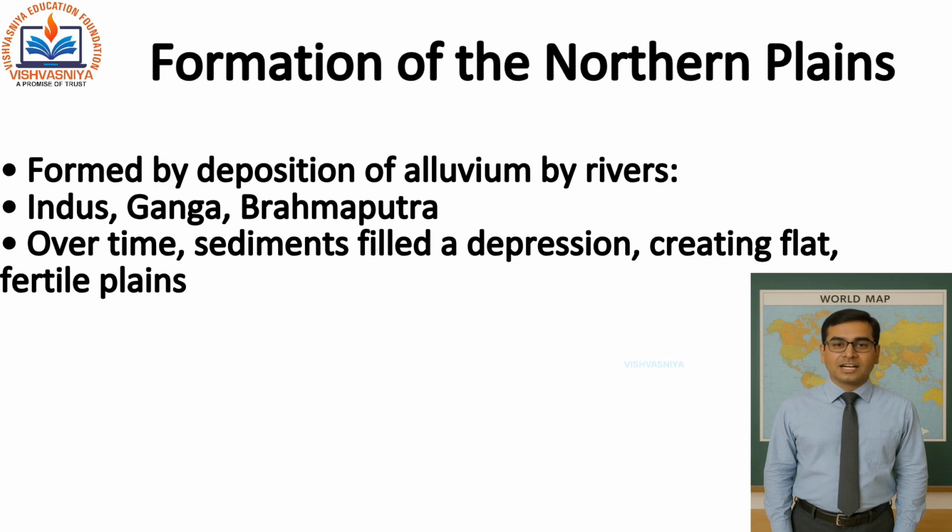Now, let's shift to the northern plains. They were formed by alluvial deposits brought by rivers like the Indus, Ganga, and Brahmaputra. Over millions of years, this sediment filled the depression at the base of the Himalayas, creating flat, fertile plains.